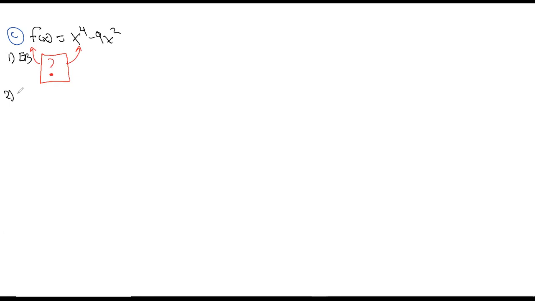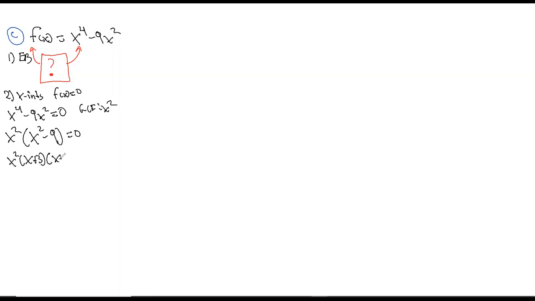Next up, let's grab the x-intercepts by setting the y equal to 0, also known as the function equal to 0. So that's x to the fourth minus 9x squared equals 0. This is factorable. There's a GCF of x squared. So let's pop out an x squared, open a parentheses, divide it. That'll give us x squared minus 9. X squared minus 9 is factorable. That's a difference of squares where your a is x and your b is 3. So this is x squared times x plus 3 times x minus 3, and that'll be equal to 0.